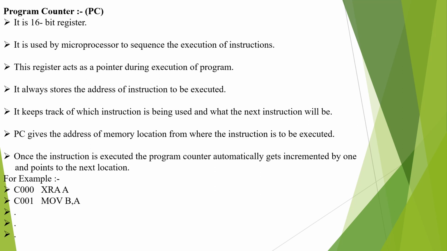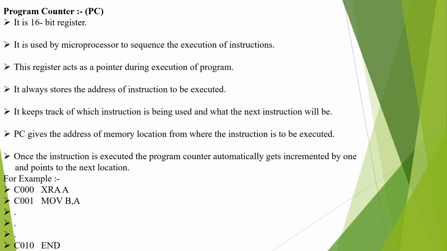So automatically after the operation has been performed by the processor, the program counter gets incremented by 1 as C000, C001, C002, C003 and so on. It will help the microprocessor to perform the operation in a sequential way till the program ends. For example, if I'm ending the program at C010, the last address of the program counter will be C010, where I'm stopping the process.